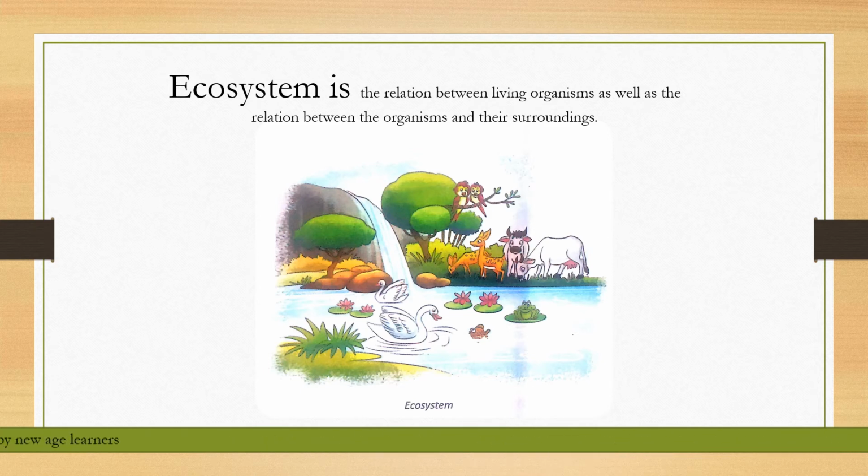So you can say a small pond is an example of an ecosystem where different species like fish, frog, algae, and water plants like lotus and lily live. Ecosystem is complex as it involves interaction between thousands of species.